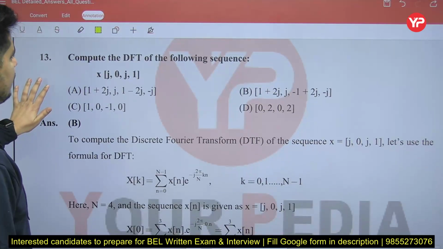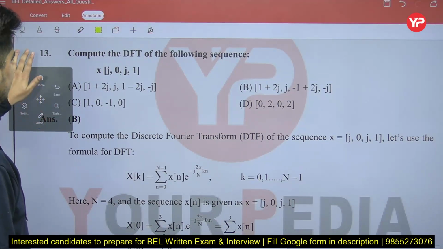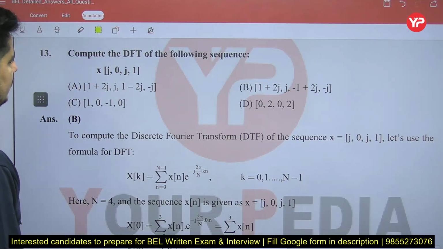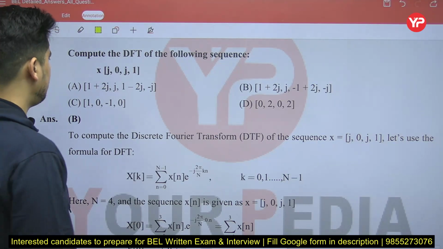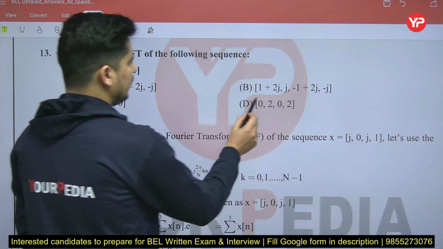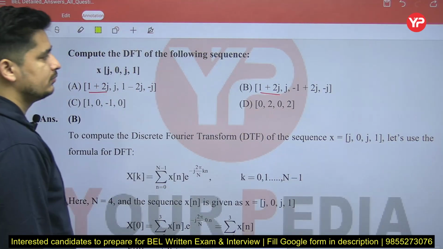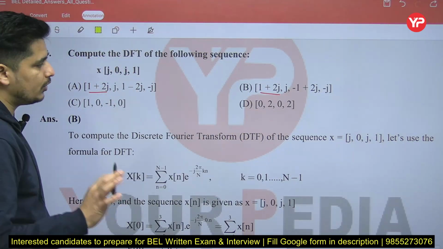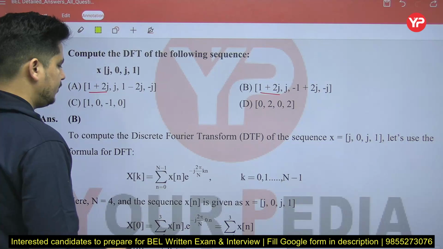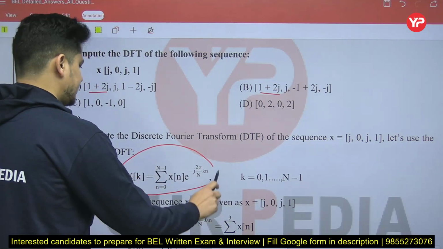Okay. Compute the DFT of a sequence. This sequence is given to you. We have to calculate its DFT. Basically, we can calculate the first one, because the first one is the same in these two options. So first we have to write the formula. The formula for the DFT is this one.